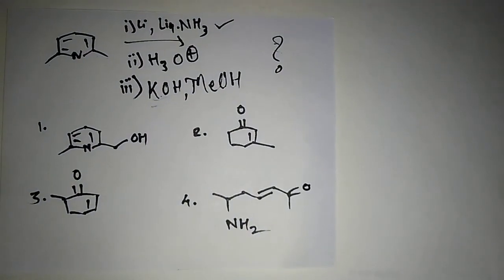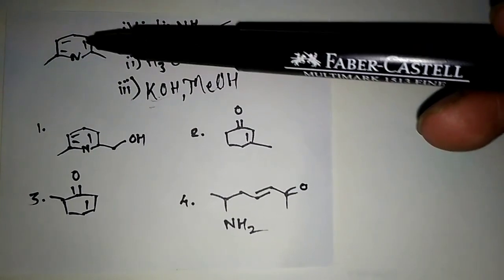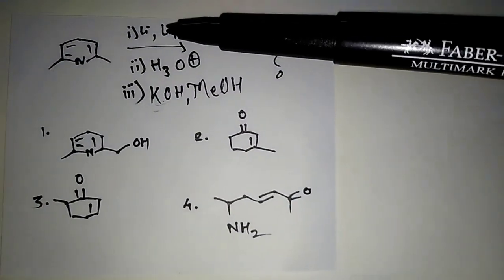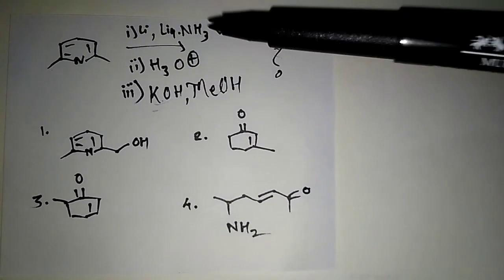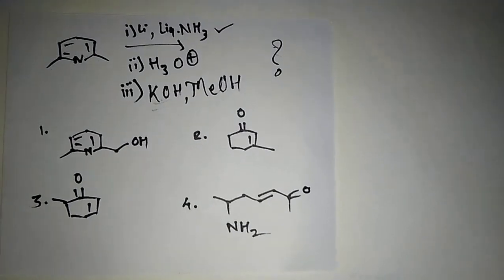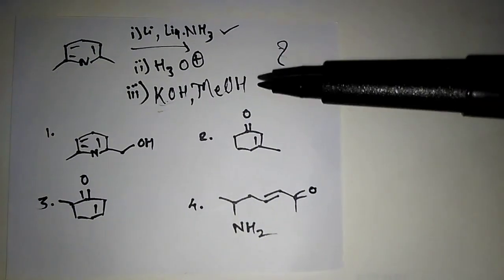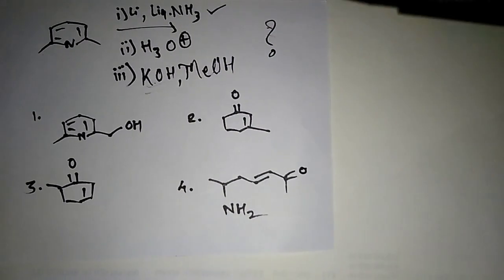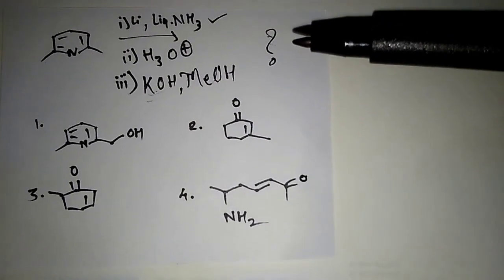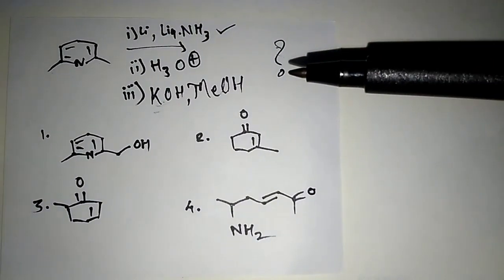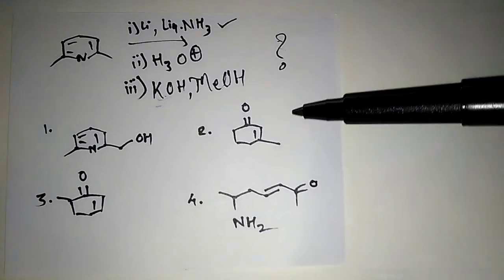I have one more question for you. This 2,6-dimethylpyridine is given with a sequence of 3 reactions: lithium in liquid ammonia, then H3O+ meaning hydrolysis, and potassium hydroxide with methanol. These are the 4 options. Guys, this is again a question from the CSIR NET examination. It may be, I think, from 2012 Chemical Sciences. I'm not going to solve this at this moment.